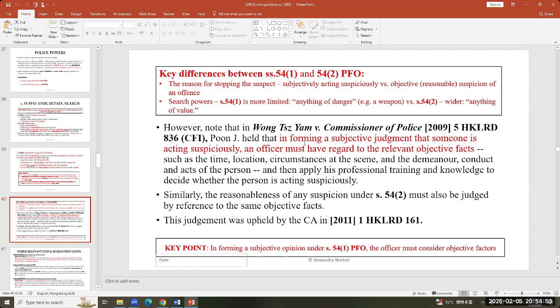That's my subjective belief. Therefore, I had the power to stop, detain, and search him under subsection 1. So this case provides that when the officer reaches this subjective judgment that someone is acting suspiciously, he must be able to point to objective facts to form the basis for that subjective suspicion. It's not enough for him just to say, I thought he was acting suspiciously, right? The question which must follow is why, based on what? Was he acting furtively? If so, in what manner?